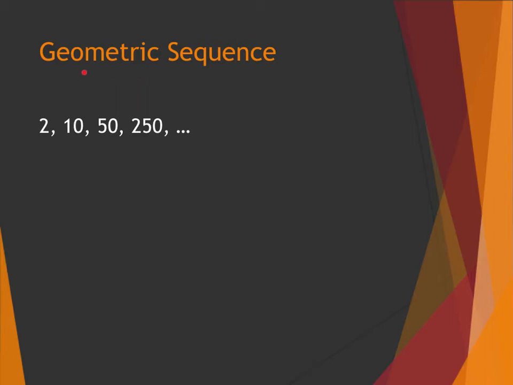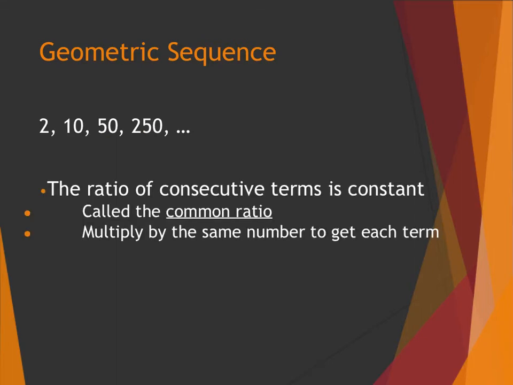Today we're going to look at a geometric sequence, and a geometric sequence has a common ratio. Because if you notice, 10 minus 2 would be 8. 50 minus 10 is 40, so that's not a common difference. But if I go 10 divided by 2, that's 5. 50 divided by 10 is 5. 250 divided by 50, that's 5. This is what we call a geometric sequence.